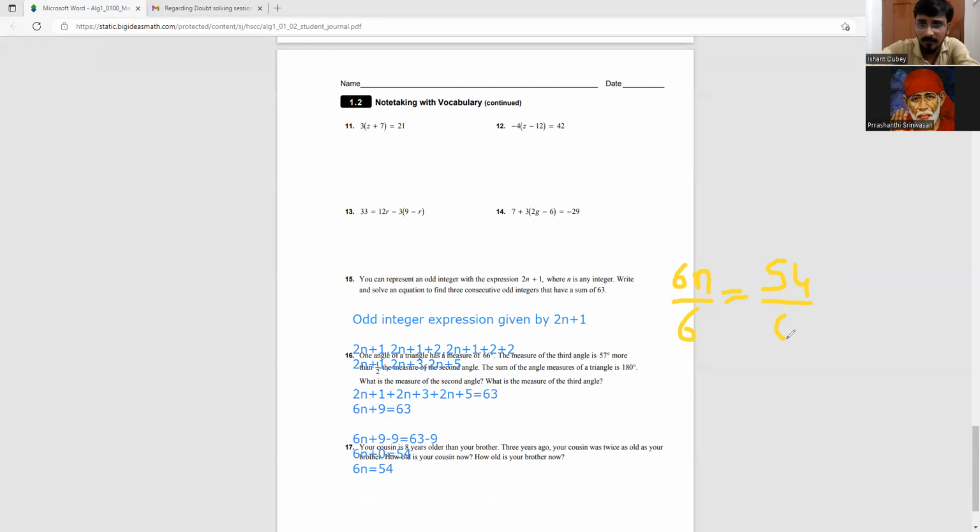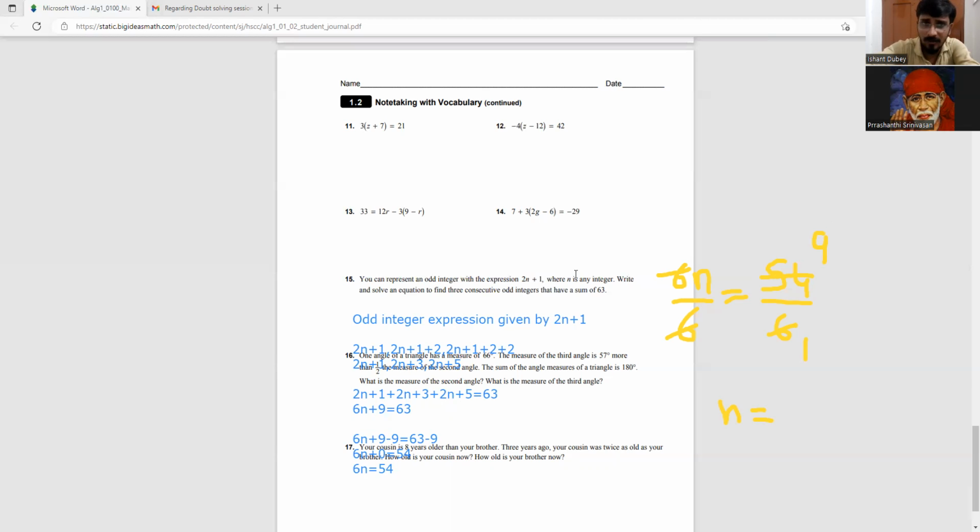Yes or no? Yes, sir. Now, what will happen? 6 ones are 6, it will get cancelled. And on the right, 6 nines are 54, so it is 9 times. So what are you getting? n equals 9.